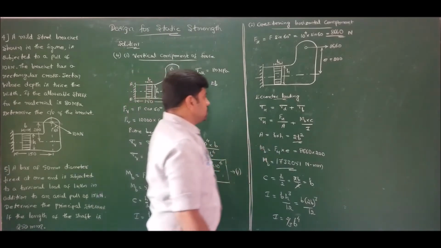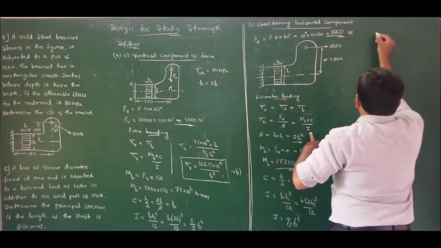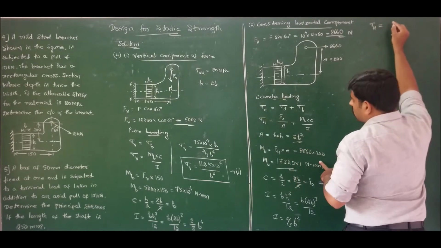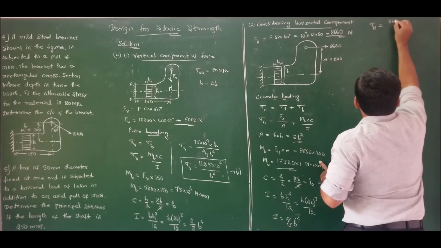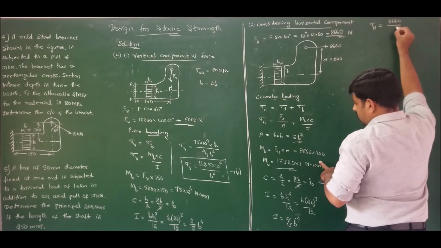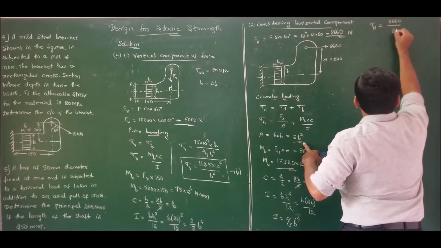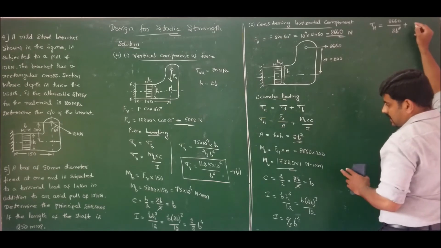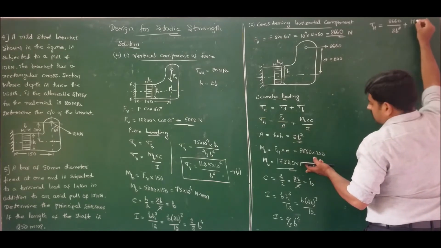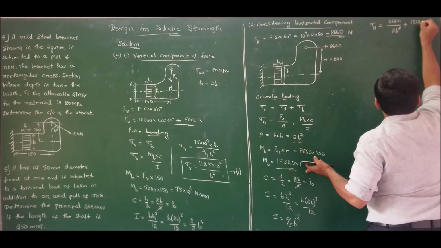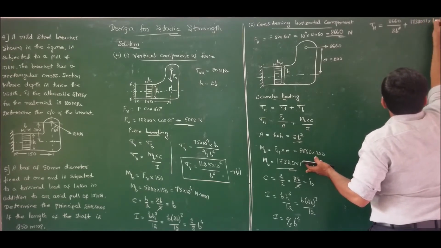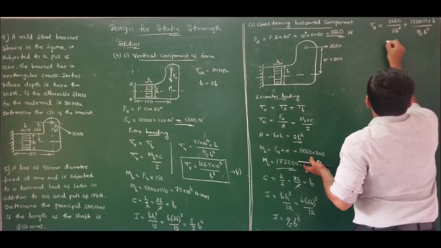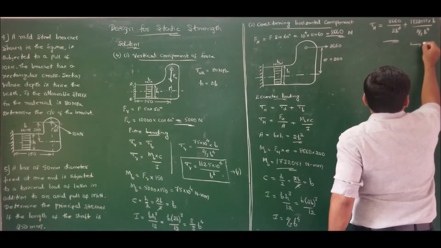Now substitute all the values into this equation. I get the stress induced due to the horizontal component of force as 8,660 divided by the area 2b square, plus M_B, the bending moment, that is 1732051 into c, which is b, divided by I, which is 2 by 3 b to the power of 4. So take it as equation number 2.